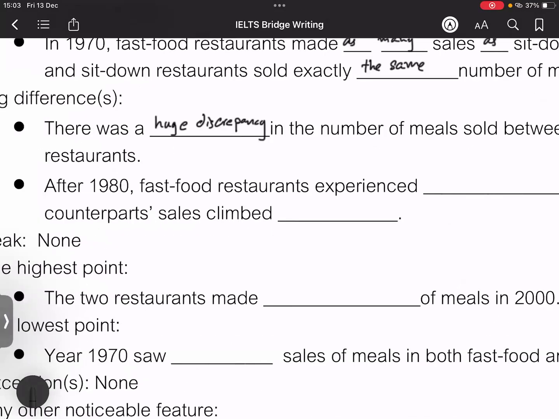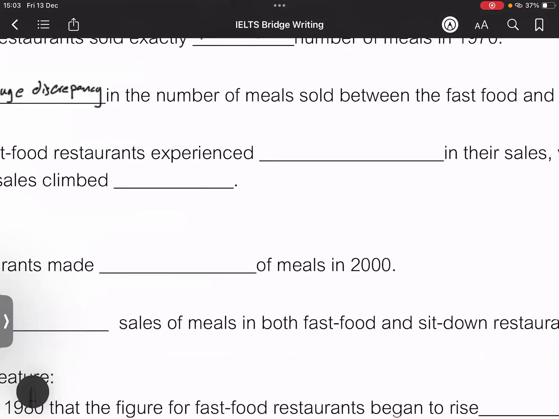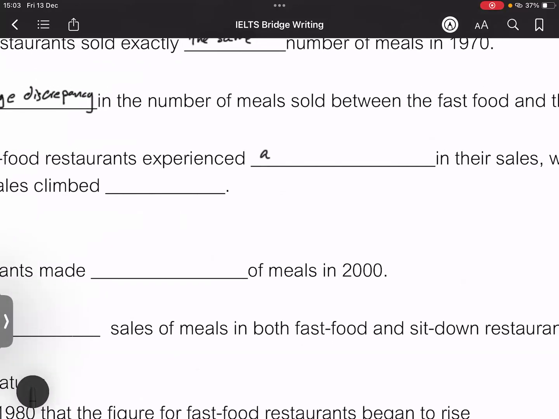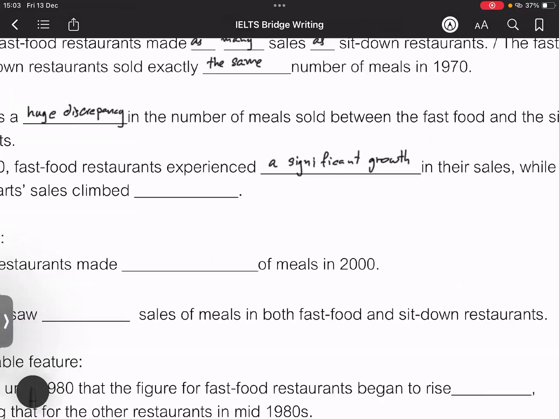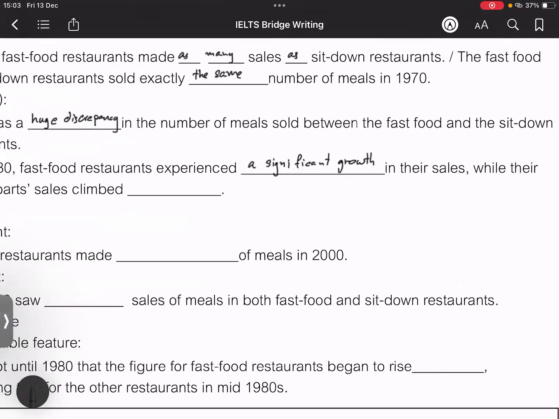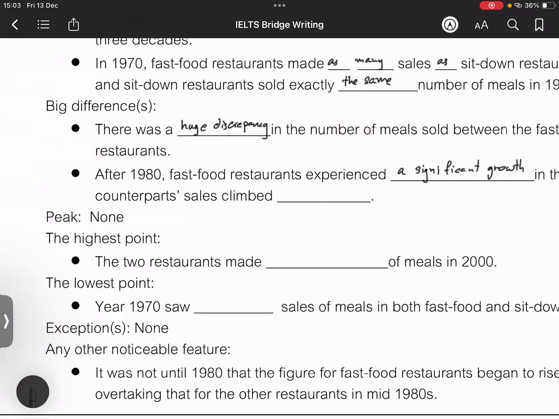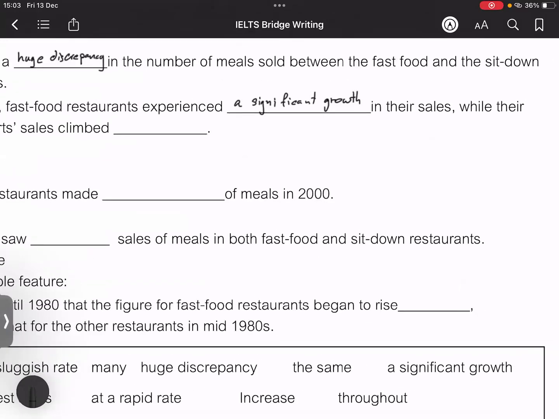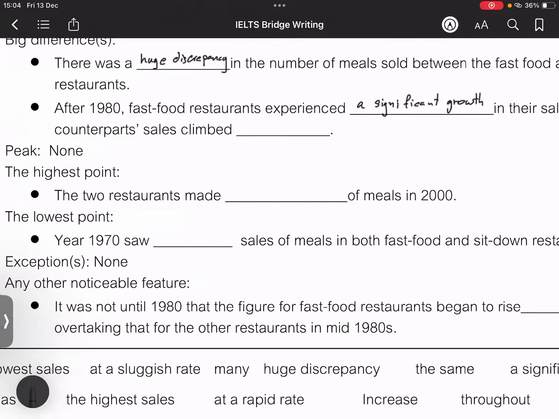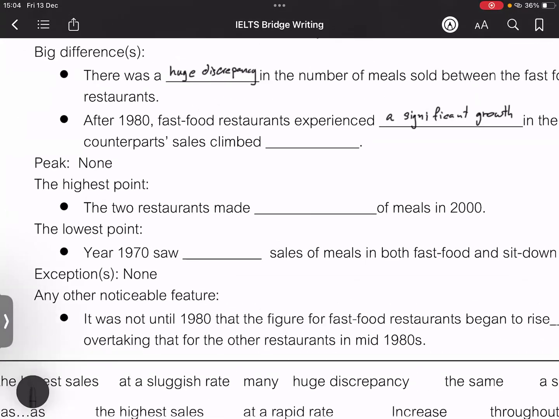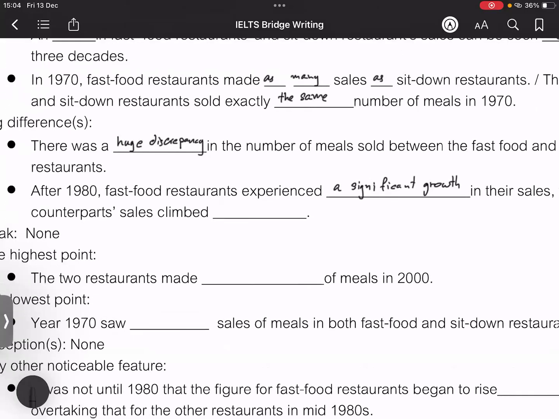After 1980, fast food restaurant experienced what? Experienced a significant growth. Okay, experienced a significant growth in their sales, while their counterpart sales climb at a sluggish rate. Okay.